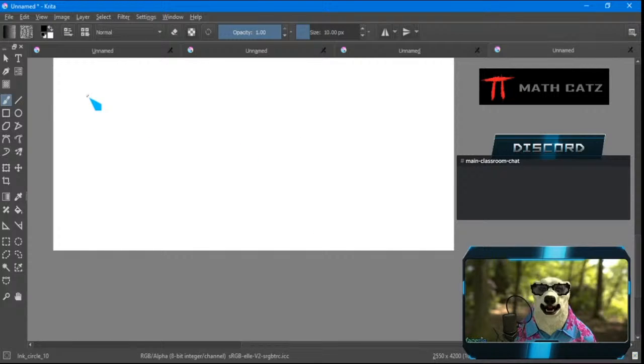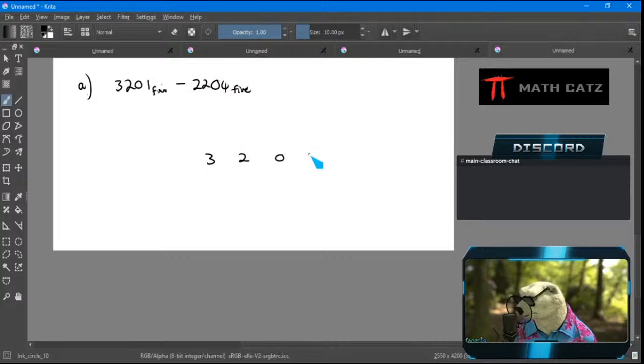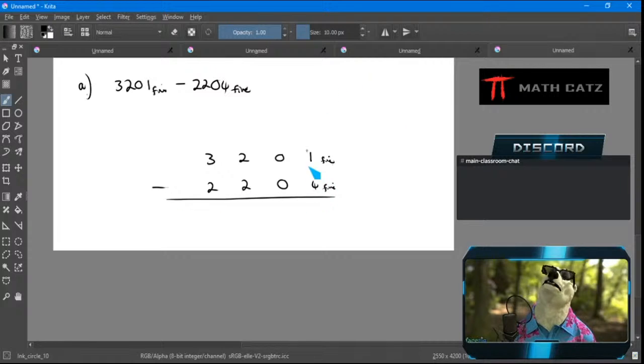We got some space. I think we do. Sure we do. 3201 base 5 minus 2204 base 5. I think I can squeeze it in here. 3201, 2204. There we go. Okay. Ones column.